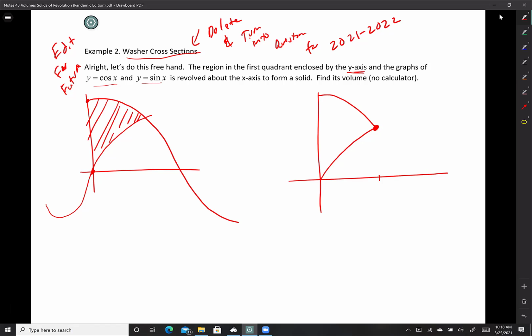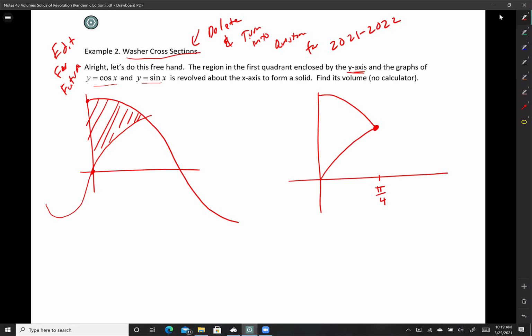Where do cosine and sine intersect? When are they the same? At pi over something. Not everyone at the same time. Yeah, pi over 4. Cosine of pi over 4 is square root of 2 over 2, and sine of pi over 4 is square root of 2 over 2. So there it is. I know they intersect at pi over 4.